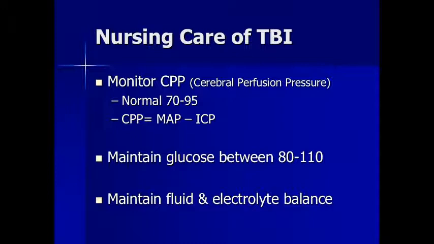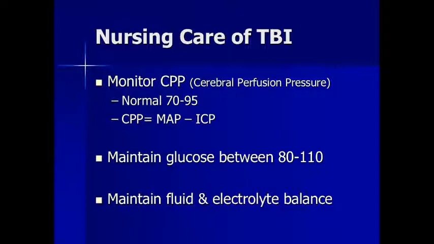We want to monitor for cerebral perfusion pressure, CPP, and that is the pressure it takes for the heart to provide the brain with blood. If you have a low cardiac output, then you can't maintain adequate cerebral perfusion, so your CPP will be decreased. Normal cerebral perfusion pressure should be between 70 to 95. One way you can figure out your cerebral perfusion pressure is to use your mean arterial pressure minus the intracranial pressure.